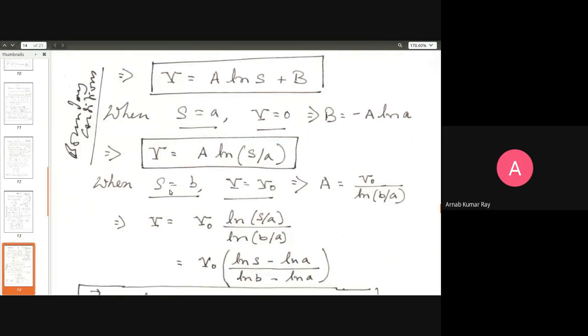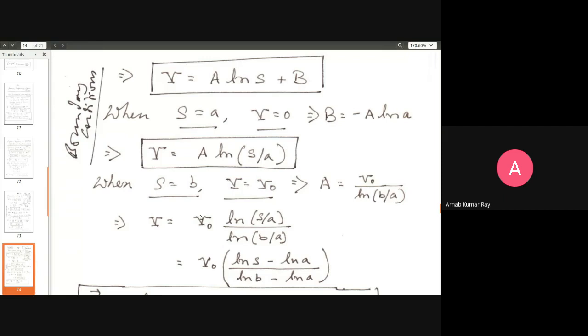Okay, so when S is equal to b, in this equation, we shall put this. So first we have fixed the value of capital B. Now we just have one unknown arbitrary constant, which is capital A. So this is just algebra, nothing else, what we are doing. S is equal to b we put over here, V is equal to V naught we put over here. That's the second boundary condition. Therefore, capital A will be equal to V naught divided by log of small b by small a.